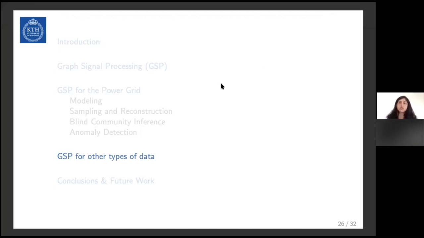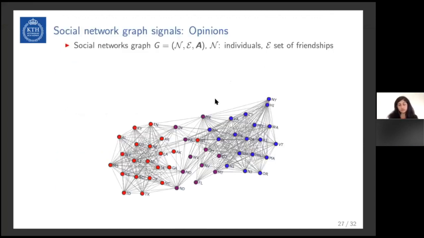Thank you so much. So I have the time then to go through the next two slides that I have. That is to show GSP for two different types of data. So the first one I consider are the social network graph signals. And what are social network graphs?